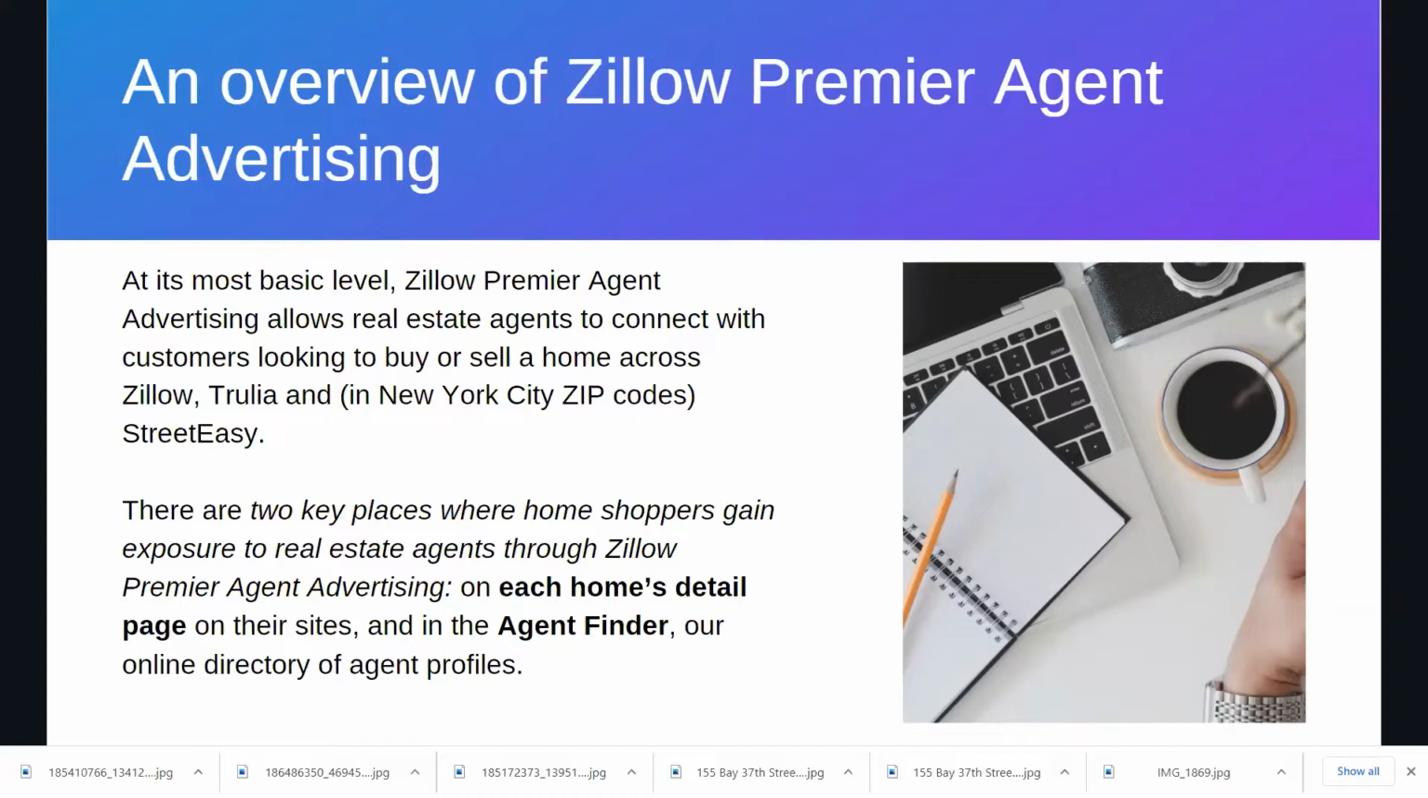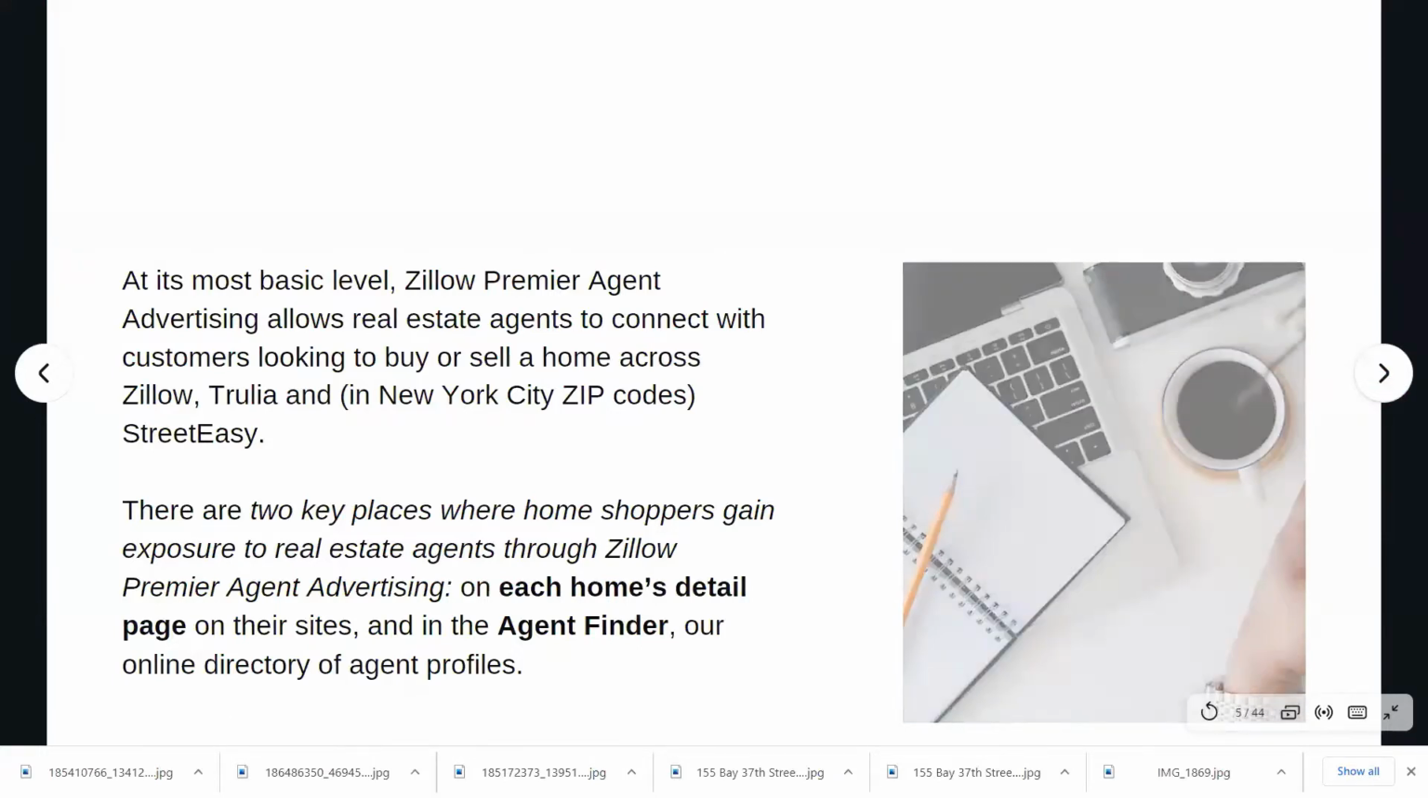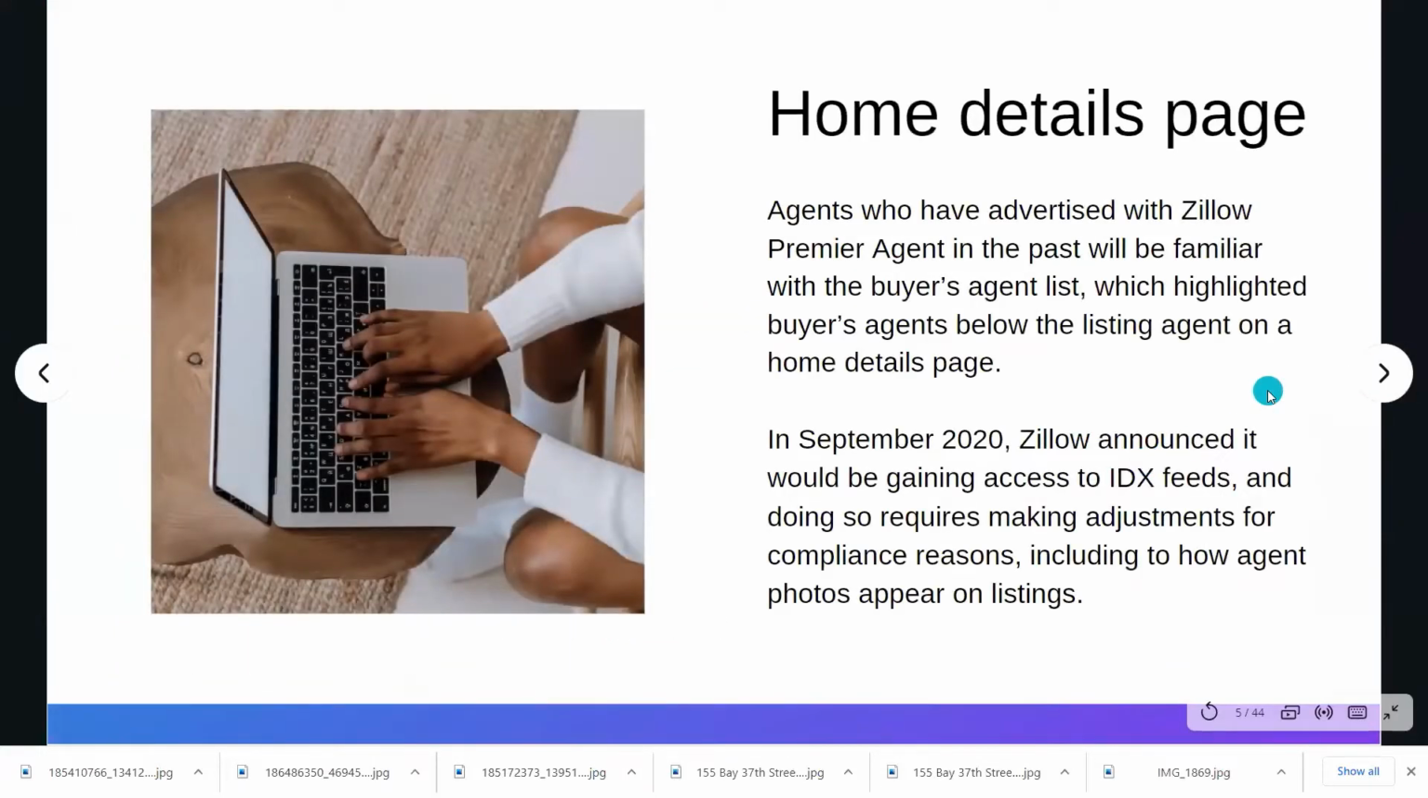There are two key places where home shoppers gain exposure to the real estate agents through Zillow Premier Agent advertising. Basically, it is each home's detail page or the agent finder. So there are two places that someone can find you, right? They're looking up a home and they find you there, or in the directory. So the home details page is anyone that's advertised with Zillow in the past. I'm sure you're familiar with the buyer's agent list that you find. It highlights the buyer's agents or listing agent on the details page.